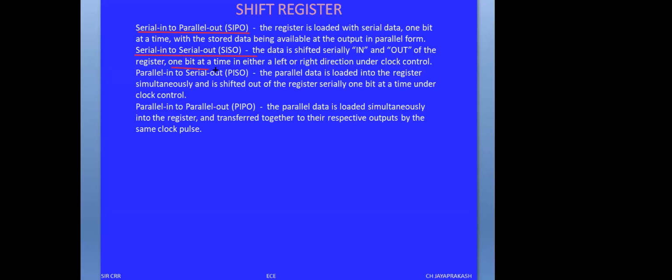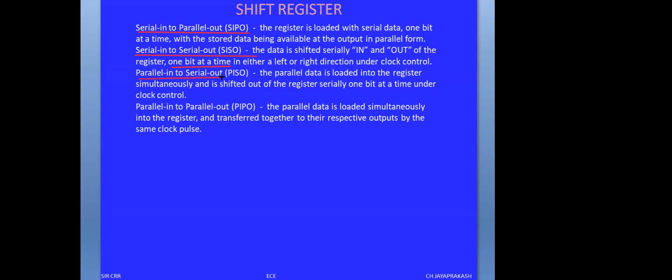Here one bit at a time means this is synchronized with the clock. We can take synchronous flip-flops. One bit at a time in either left or right directions under the control of clock signal. Okay. It can be shift right or shift left. We can enter the data from the MSB or from the LSB. We can read the data either from MSB or from LSB. That is serial input, serial output.